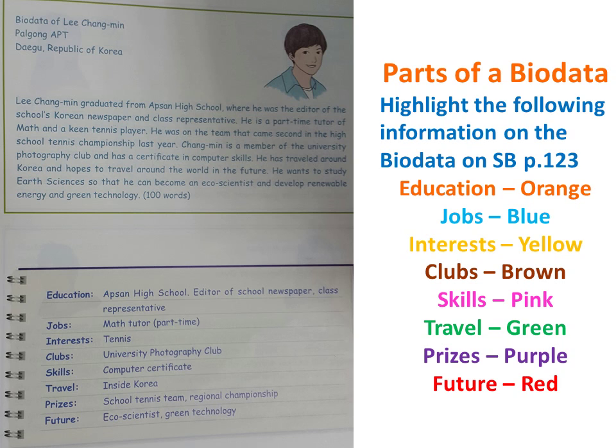Clubs are usually groups that you join at high school or university. Highlight those brown. When he talks about his skills or abilities, things that he's able to do, highlight that pink. Highlight the travel parts green. Has he traveled anywhere in the world or in Korea? Has he won any prizes? That's going to be purple. And when he talks about his future goals, what would he like to do? What does he hope to do in the future? Highlight that part red. Okay, once you've finished highlighting it, have a check on the next slide and check you got the answers correct.